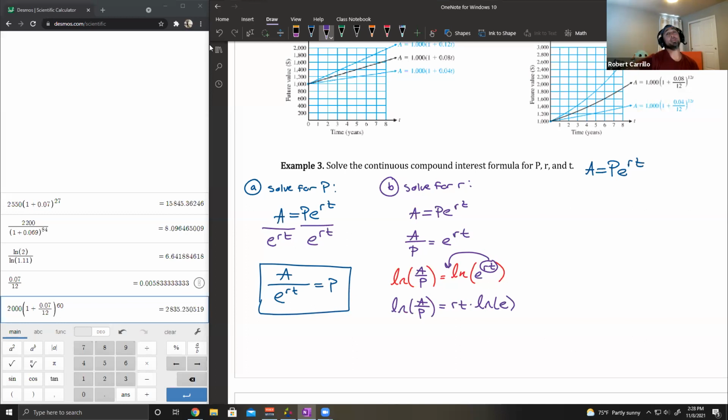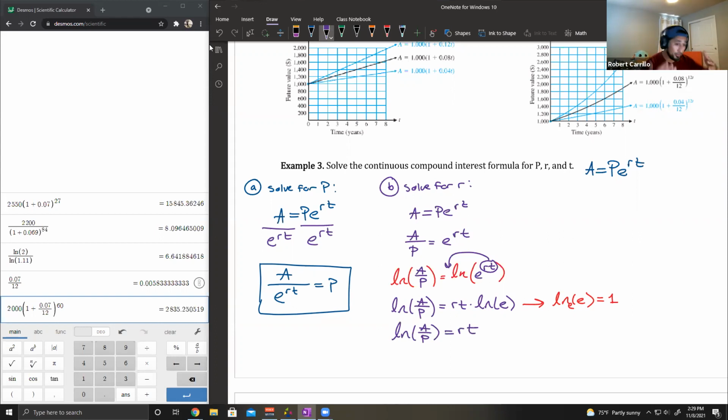Now, this was also in the log notes the other day. The natural log of E, since the base of the natural log is E, natural log base E of E will always, always be 1. So that natural log of E becomes 1. And what we are left with is natural log of A over P equals RT.